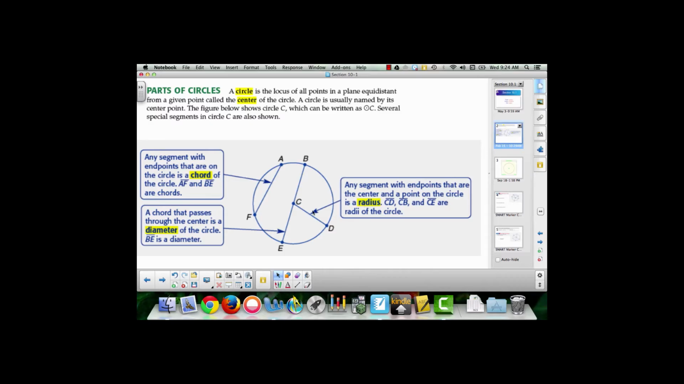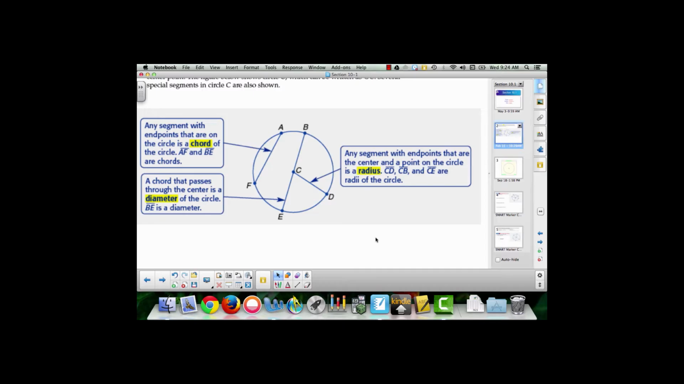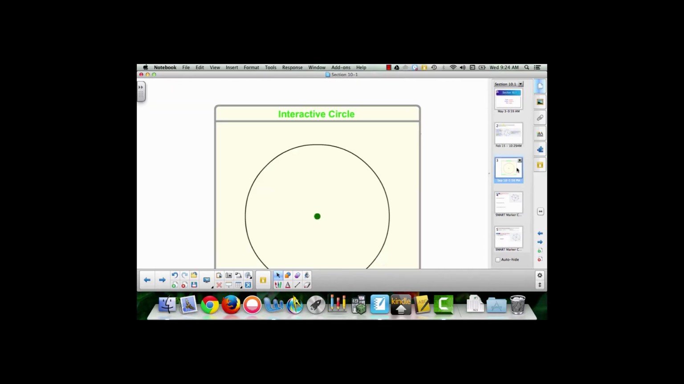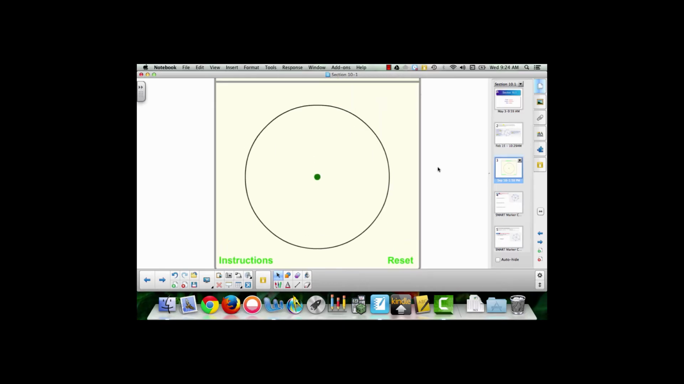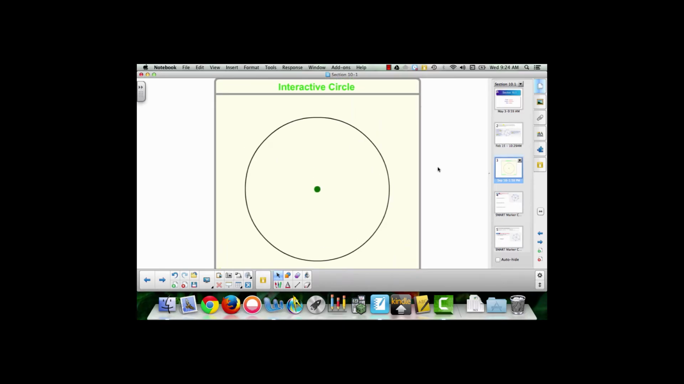Finally, we have a radius, which is a segment where one endpoint is on the circle and the other endpoint is the center of the circle. BC, EC, and DC are all radii of the circle. This interactive circle can help us see those parts and a couple of other things that we're going to learn about circles later on.